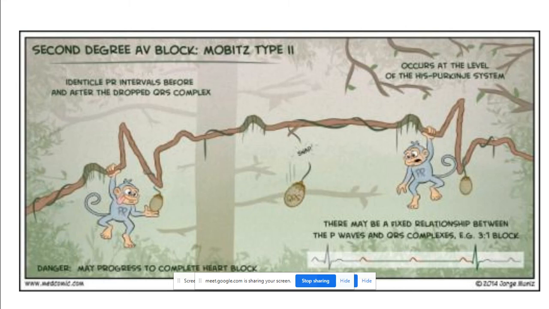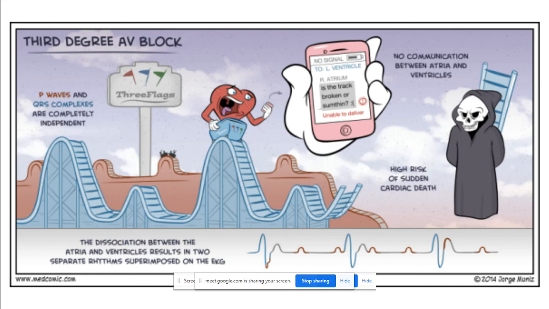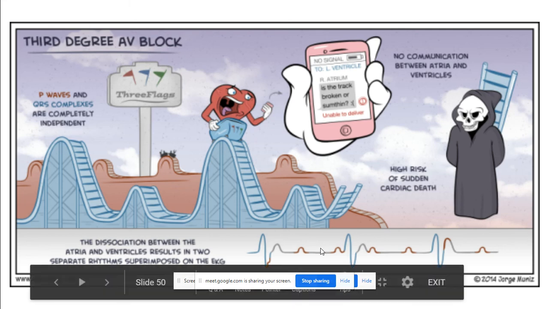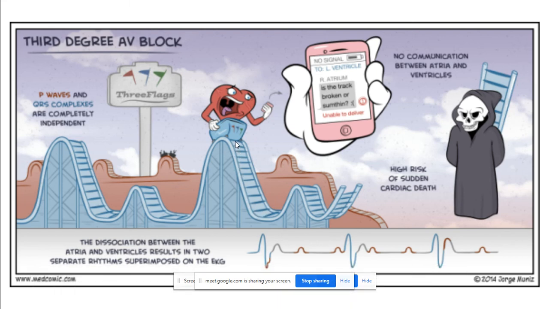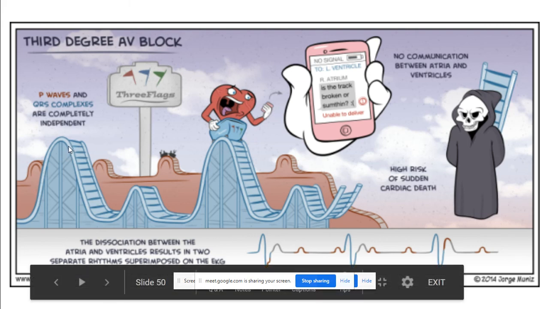All right, so third degree heart block, I put this same picture in our heart block slideshow before, but I think that this one's really great. So what's happening in third degree heart block, they also call it complete heart block, is when the atria and the ventricles are not talking to each other at all. They're living completely different lives. In this picture, they're on a completely different roller coaster.